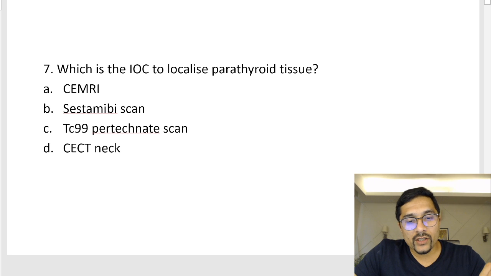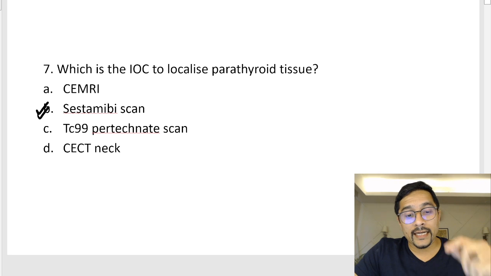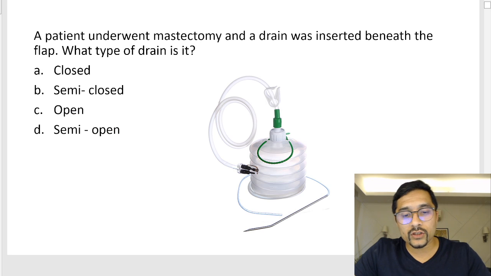Which is the investigation of choice to localize parathyroid tissue? I think this is a straightforward question. It is a Sestamibi scan. Technetium 99 Sestamibi scan is used for parathyroid localization.